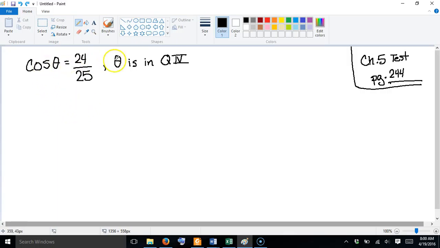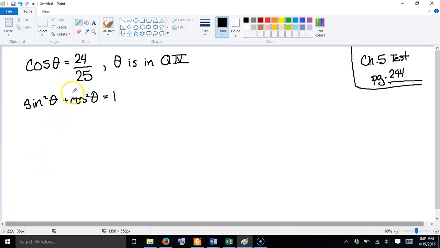We have cosine of theta is equal to 24 over 25. Theta is in quadrant 4. So to use our trig identities, I'm going to use the fact that sine squared theta plus cosine squared theta is equal to 1. Y'all should have that one memorized by heart. If not, you know it's on your identity sheet.